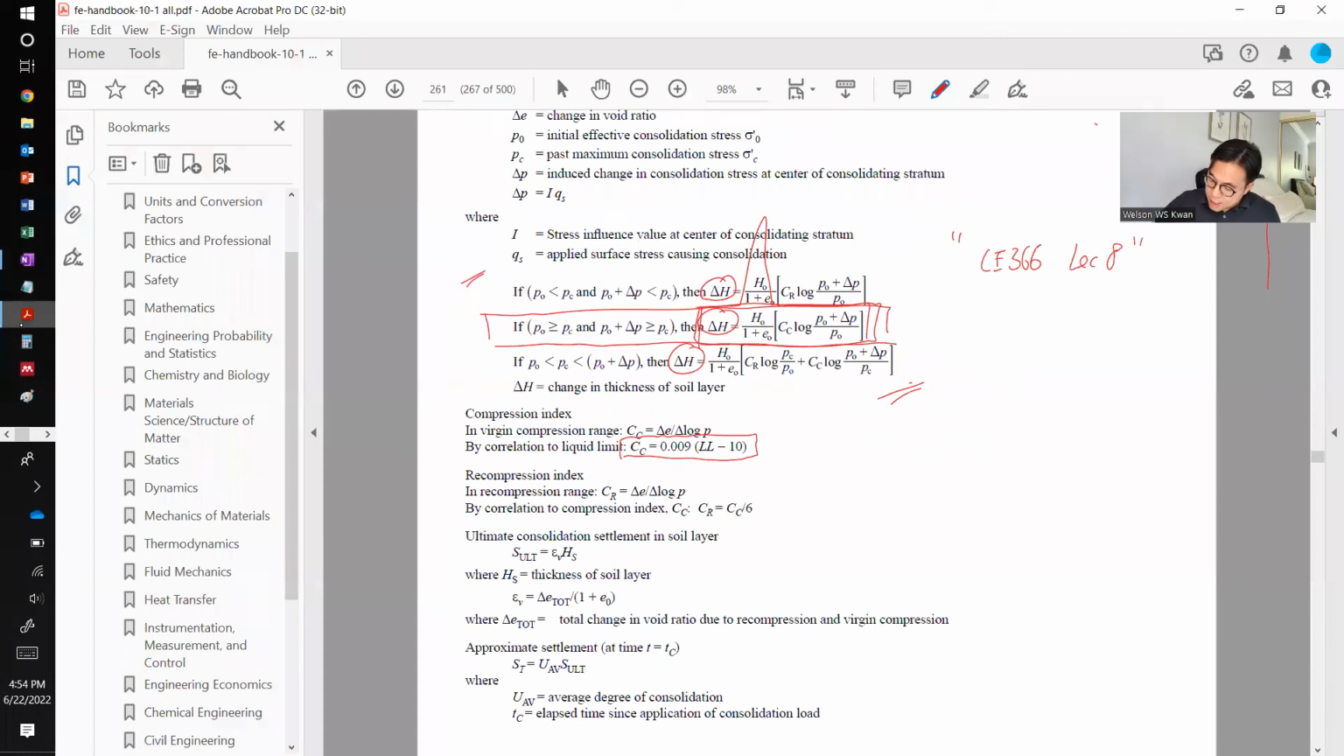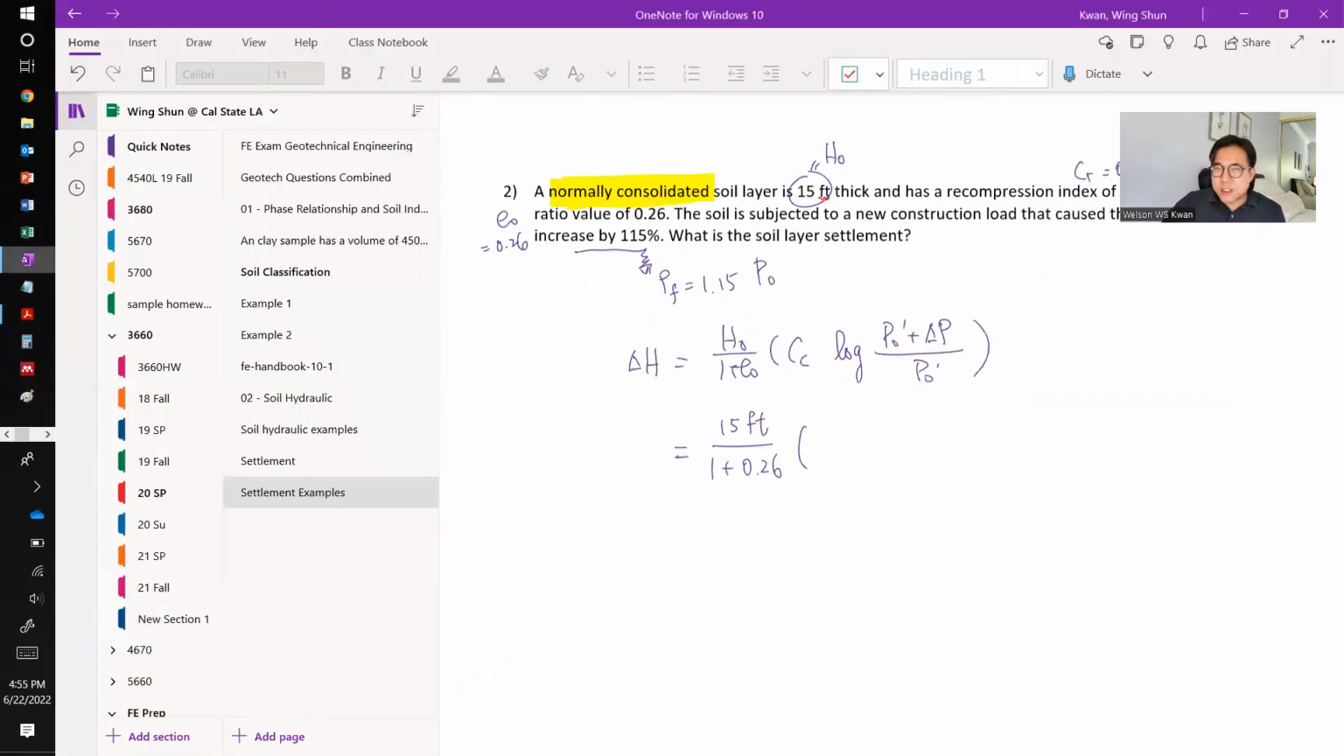In fact, it gives you another correlation. It's always good to study ahead of exams. You realize there are equations that correlate C sub C and C sub R. So when you are given a C sub R, you can estimate C sub C based on these equations, and they are 6 times different. So it's very rough equations.